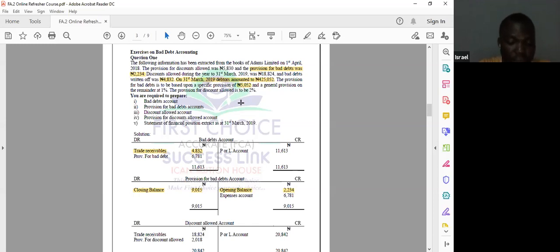So if we press times 0.01, that will give us 3,963.44. This is part of the provision for bad debt. We now add it to the specific provision, plus 5,052, and that gives us 9,015.44, which has been approximated to 9,015. So 9,015 is our closing balance. This is the total bad debt that will be used to reduce our trade receivables.